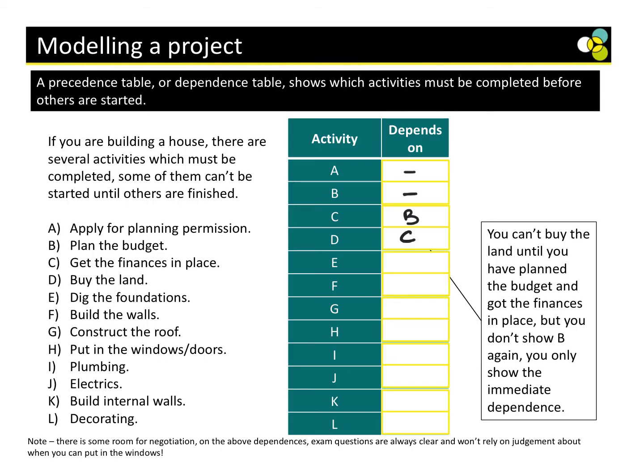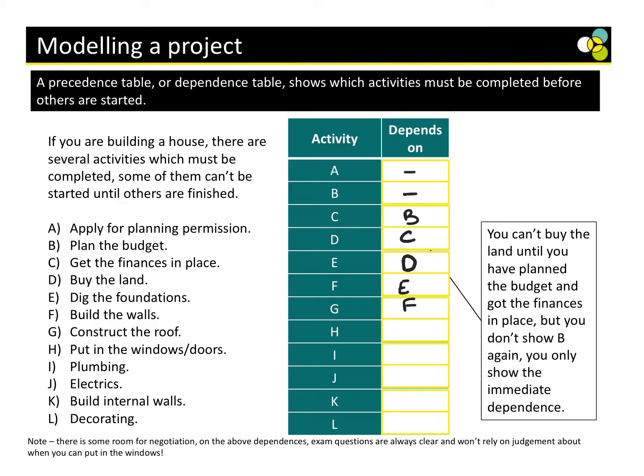Okay, buying the land. Are we on that? No. Digging the foundations. We can't dig the foundations until we've bought the land, right? And sometimes what you'll find a lot of the time, it's always the one above, but not always. So always double check. And then F, building the walls. Before we build the walls, we need to dig the foundations. Okay, G, constructing the roof. Can we construct a roof if we don't have any walls to put the roof on? No.